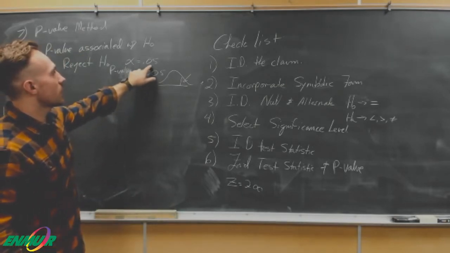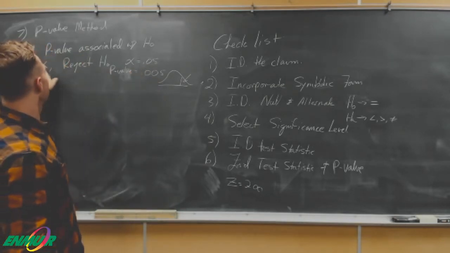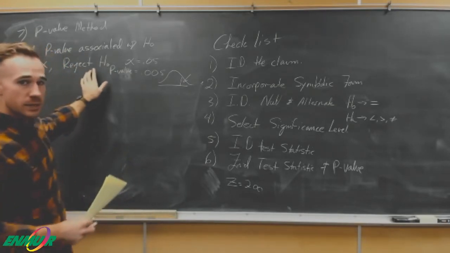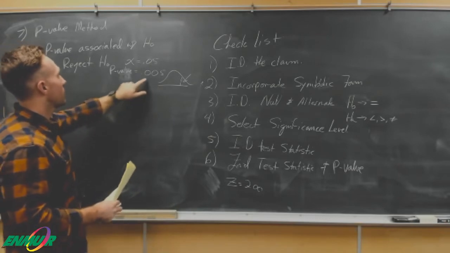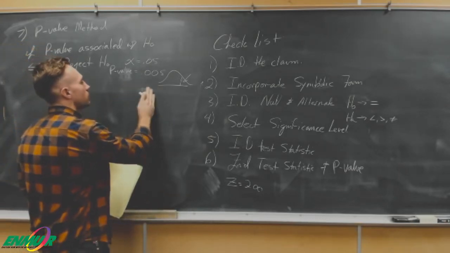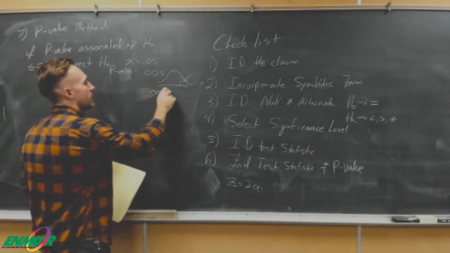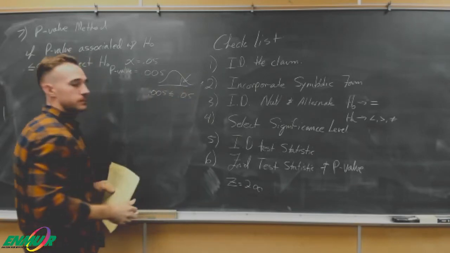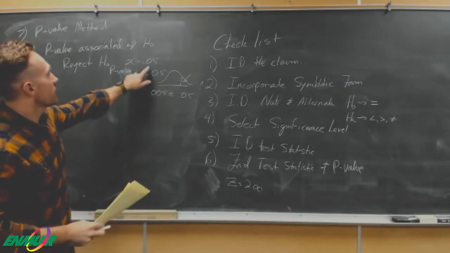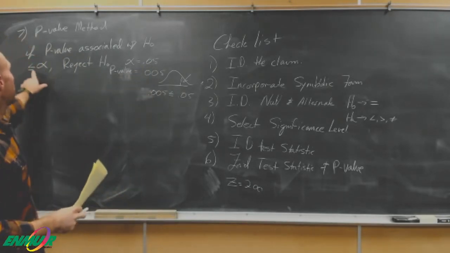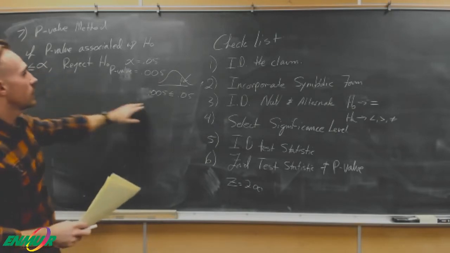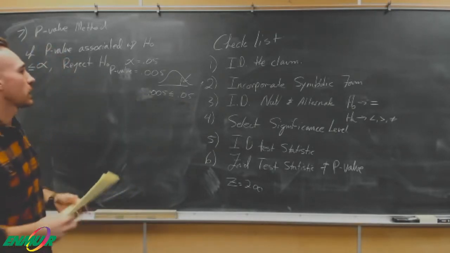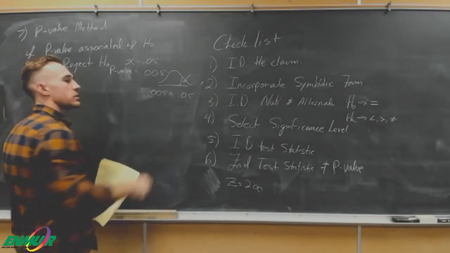I take this number and I compare it to this number. If my p-value is less than or equal to alpha, I reject it, okay? My p-value, 0.005, is indeed less than 0.05. So if my p-value is less than alpha, in this case, hopefully you're saying that you would reject it, okay? So that's what we're saying when we're talking about a p-value.